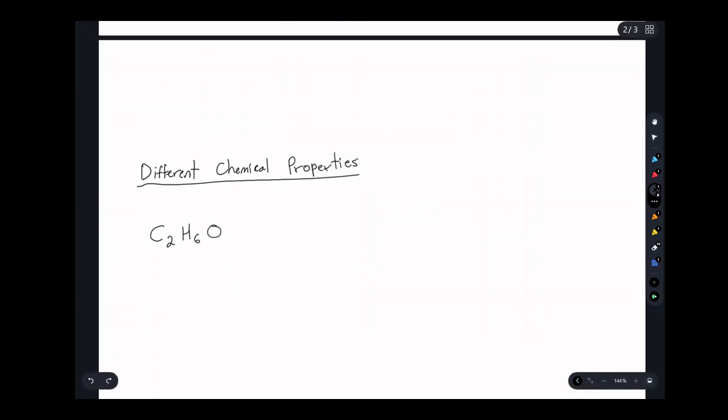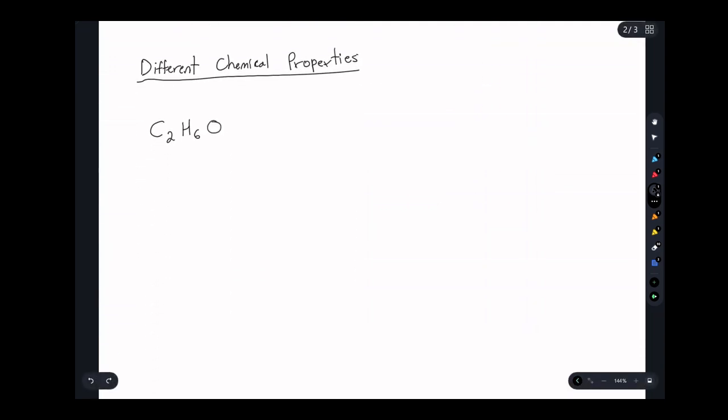Now let's do another example. And let's try to find constitutional isomers with different chemical properties. So here's a smaller molecule with 2 carbons. To start, we can draw a 2-carbon chain. And we can put an oxygen on one of them. So starting like this, we have our 2 carbons and our oxygen. Let's see if the number of hydrogens adds up. That's a total of 6, so that does work.